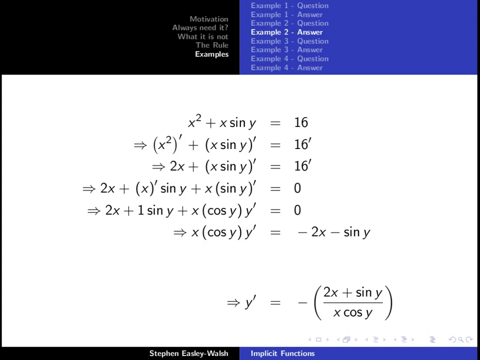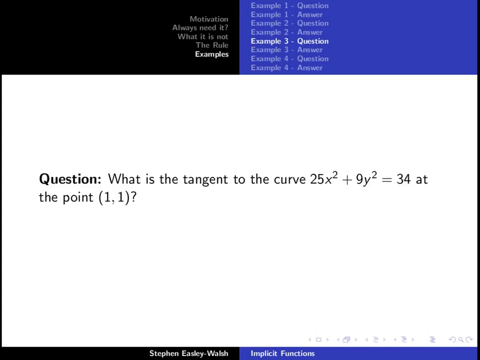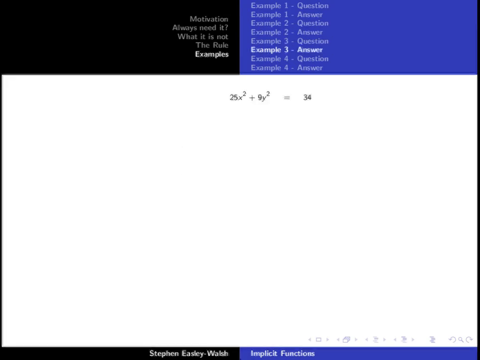What is the tangent to the curve 25x squared plus 9y squared equals 34 at the point 1, 1? 25x squared plus 9y squared equals 34. Doing the derivative, we get 50x plus 18y, and then remembering to multiply by y dash, equals derivative of 34, which is 0. Taking the 50x over to the right, and it'll become minus 50x. And then we divide by 18y. So we get y derivative equals minus 50x over 18y.